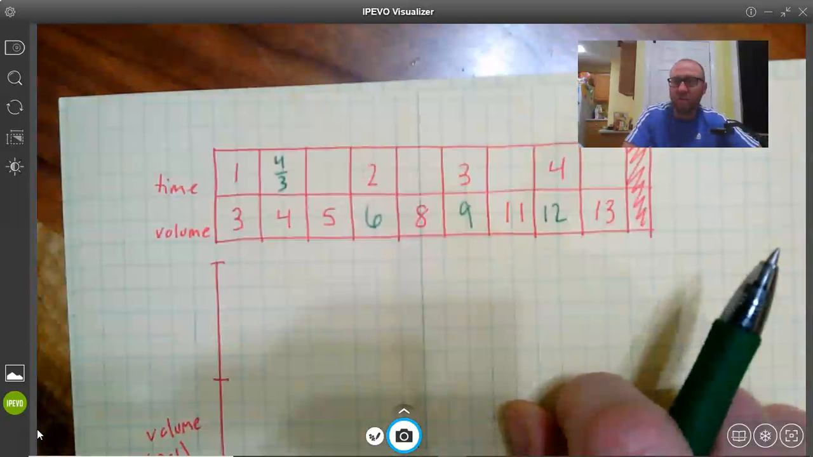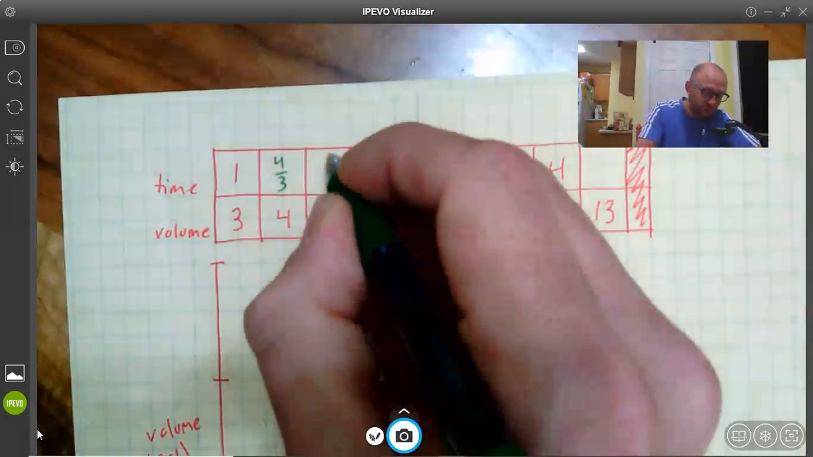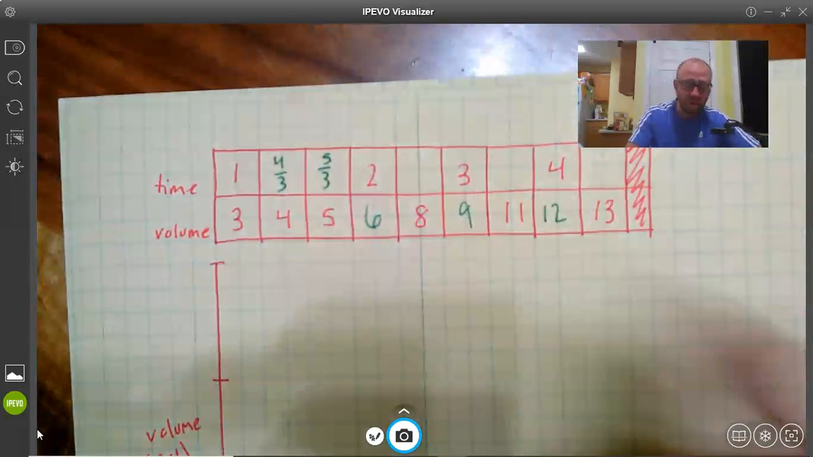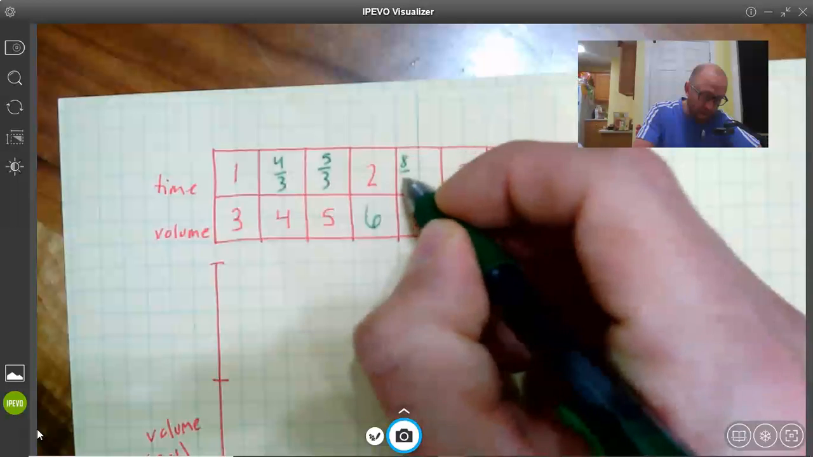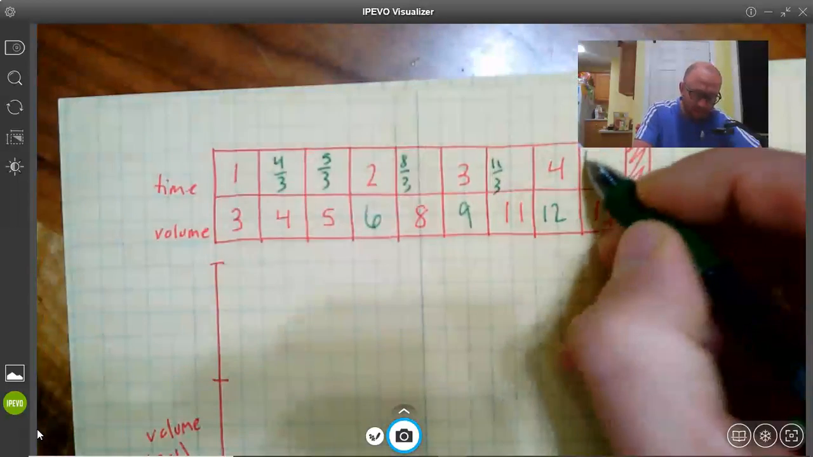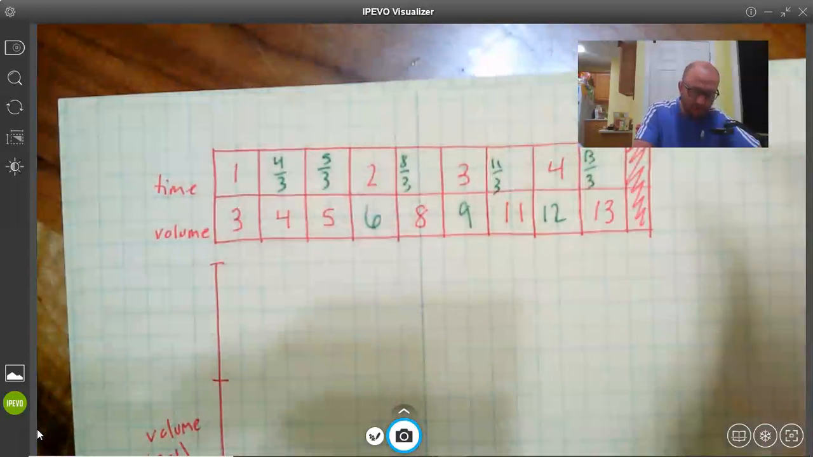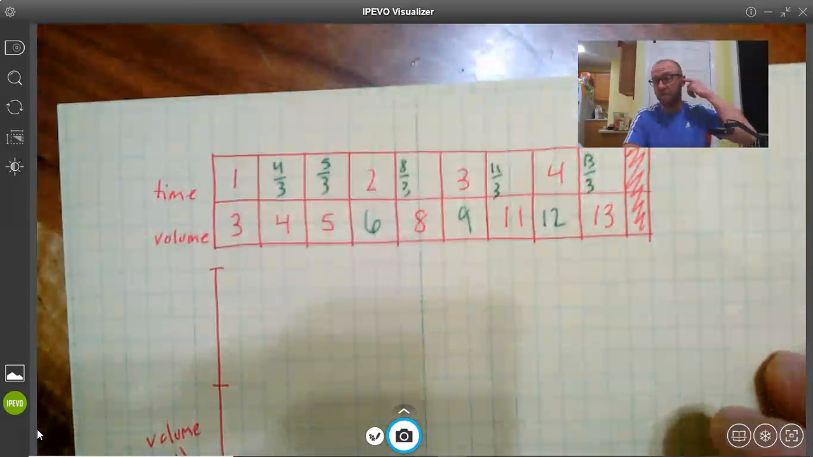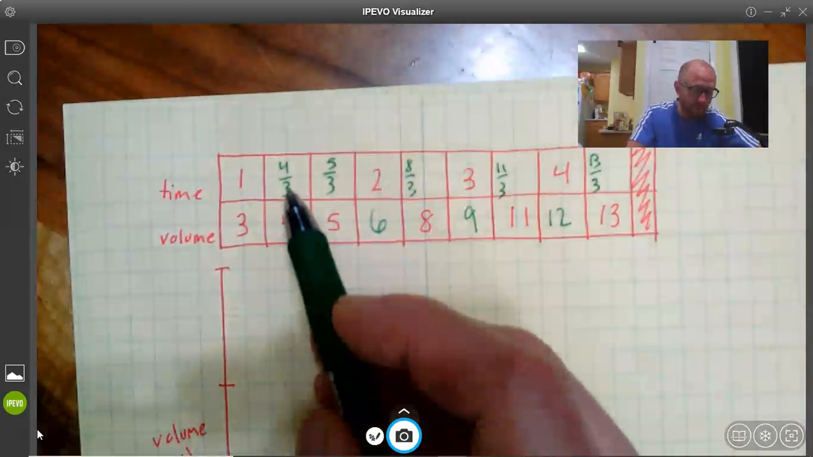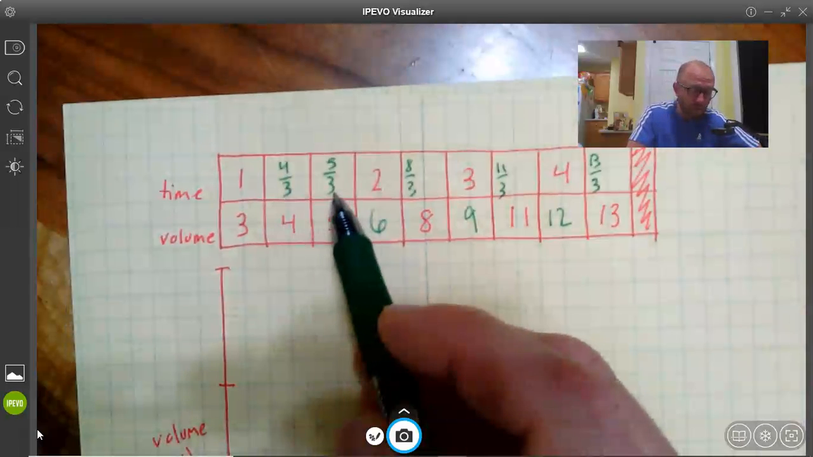4/3. Fractions to the rescue. 5 divided by 3? 5/3. Fractions to the rescue. We have 8/3, 11/3, and 13/3. Okay? And it'd be probably useful to know that 4/3 is 1 and an extra third. And 5/3, that's 1 and 2 extra thirds.